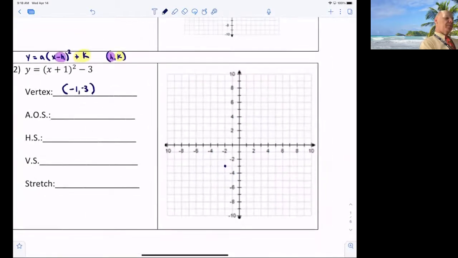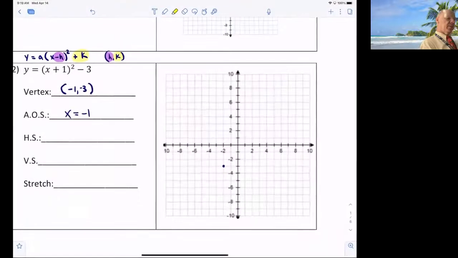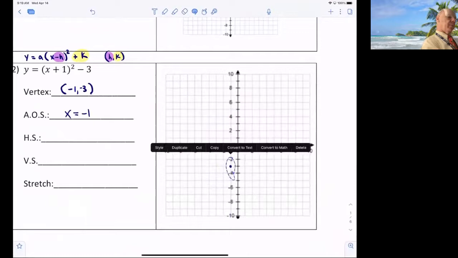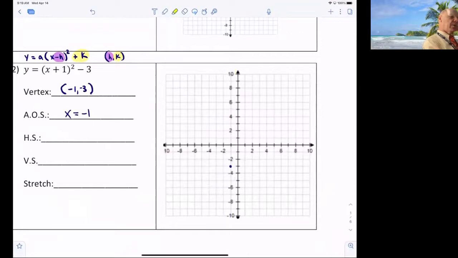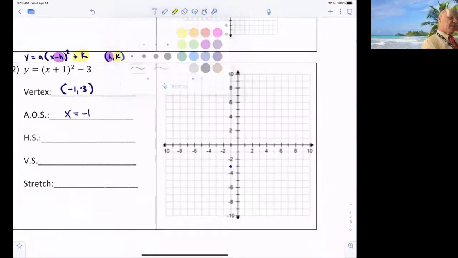All right, now what's the axis of symmetry? Well, it's an equation. x equals -1. Beautiful. The axis of symmetry always goes through the vertex. Yes, I see it. I hate this graph. So now this right here is, of course, the axis of symmetry.